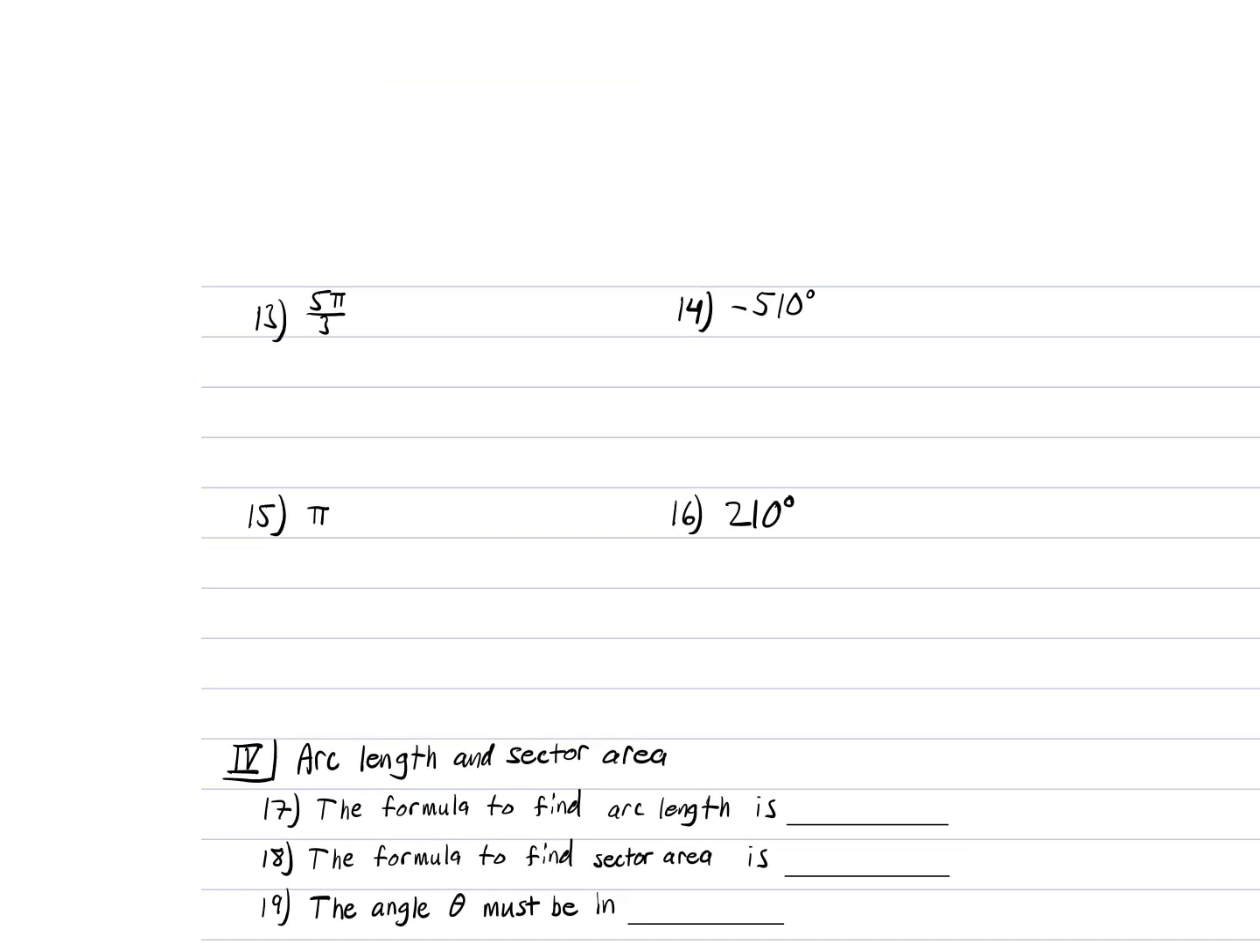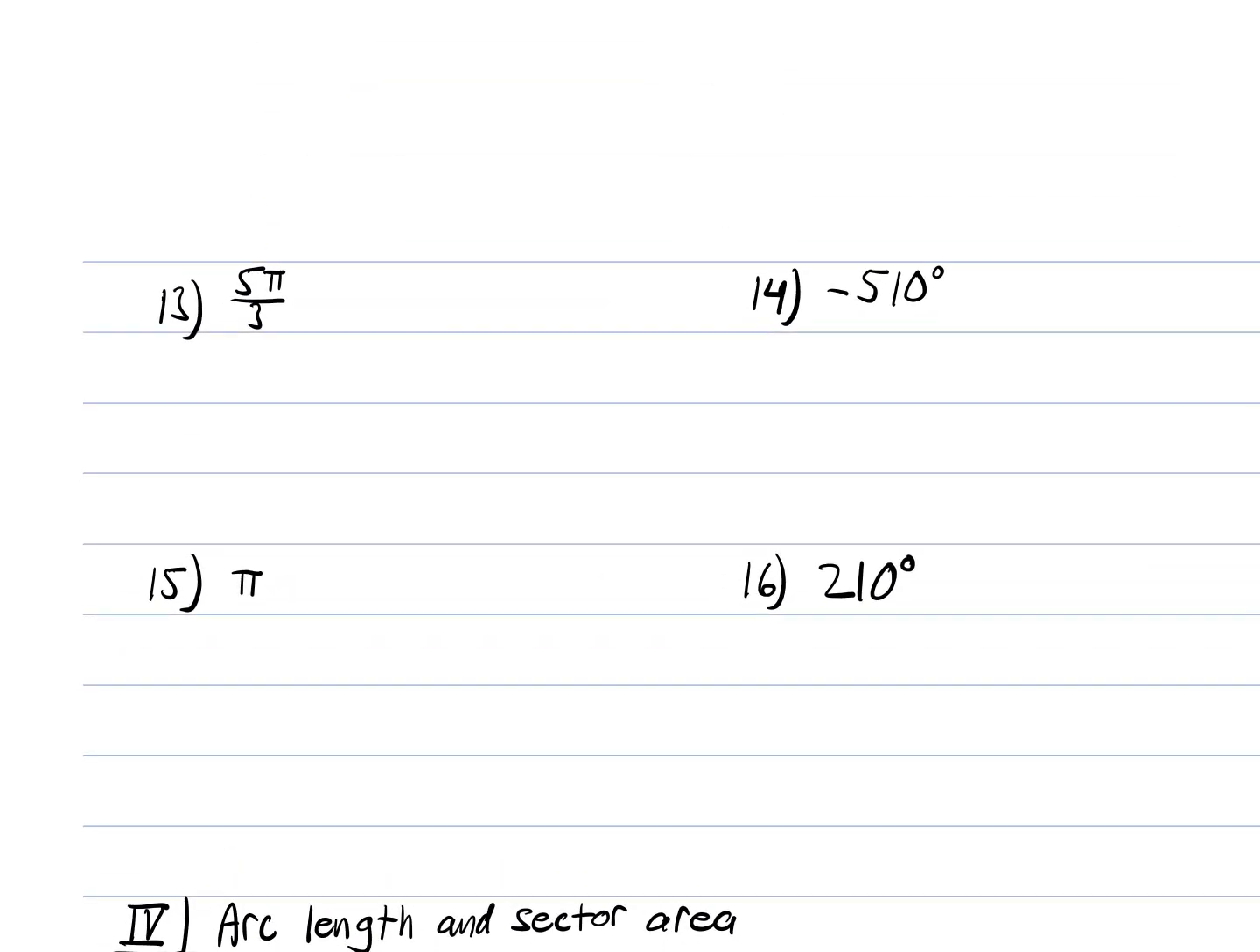All right, doing the same thing with these problems. 5 pi over 3 is in radians. I don't see a degree symbol, so I'm going to use that conversion. I'm going to do times 180 degrees over pi, cancel out pi, and then we get 5 times 180 over 3. And then that gets you 900 over 3, so 300 degrees.